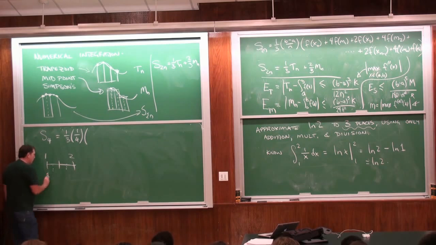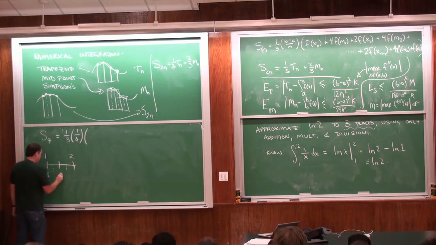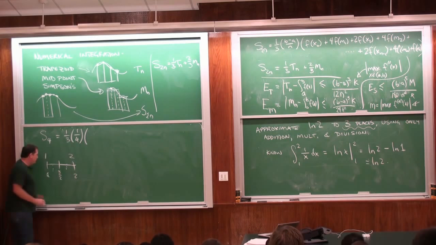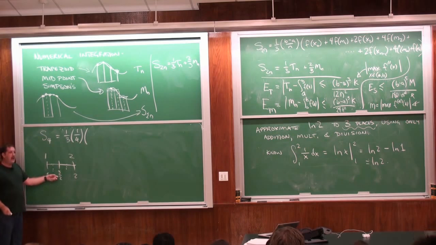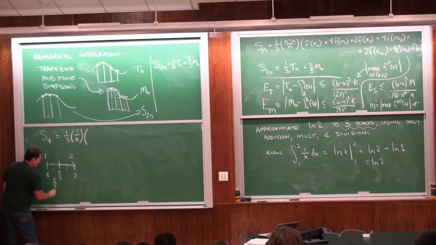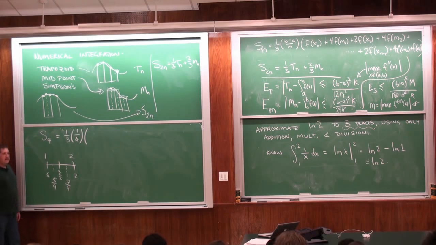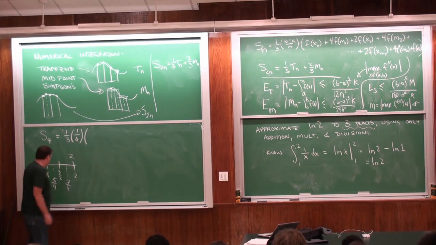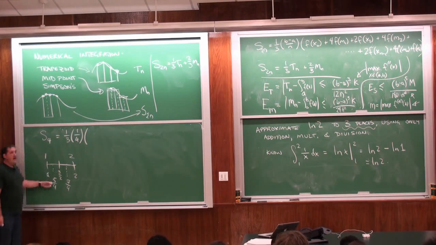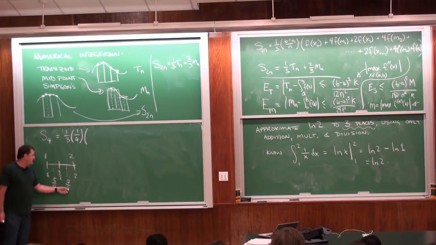The first one is 1. The middle one is 1.5, which is called 3/2. The last one is called 2. And then the middle between 1 and 3/2 is 1.25, which is 5/4. And the middle between 3/2 and 2 is 7/4. Okay? So those are the points. Those are my x0, x1, x2, x3, and x4.